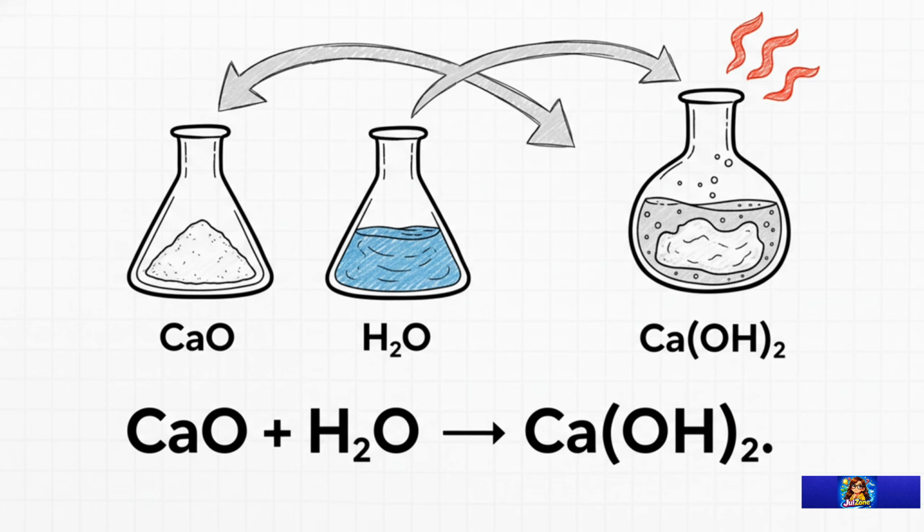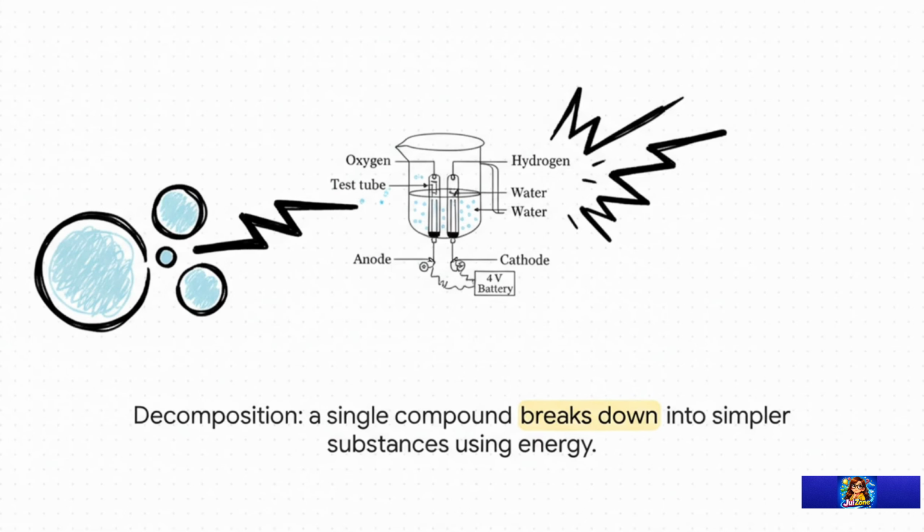A really classic example is when you add water to quicklime, you get something called slaked lime. And this reaction, it also happens to release a ton of heat. You can literally feel it getting warm. And on the flip side, you have decomposition. This is where a single compound breaks down into simpler parts. But here's the catch. It usually needs a little nudge of energy to get going.